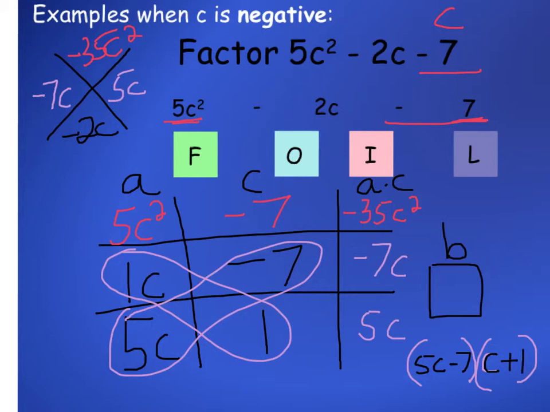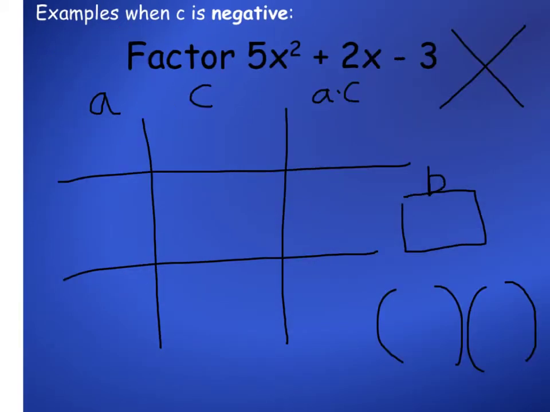Okay, a quick check. 5c times c is 5c squared. 5c times 1 is 5c. Negative 7 times c is negative 7c, and if you add those together, you get negative 2c, and negative 7 times 1 is negative 7. It works. Alright, this is our last one, so if you want to hit pause and try it yourself, you can.